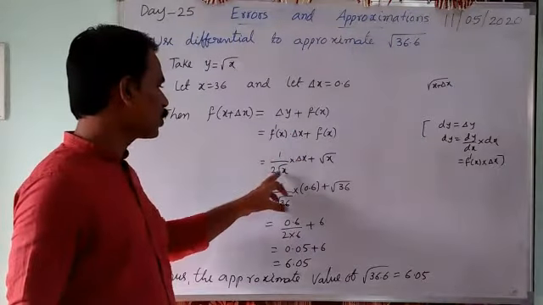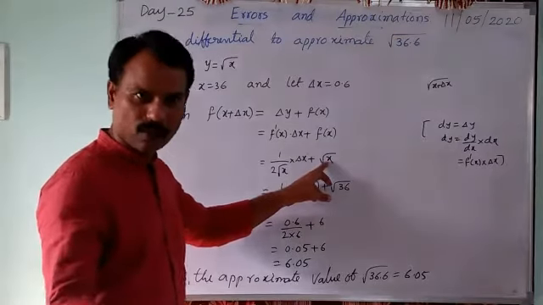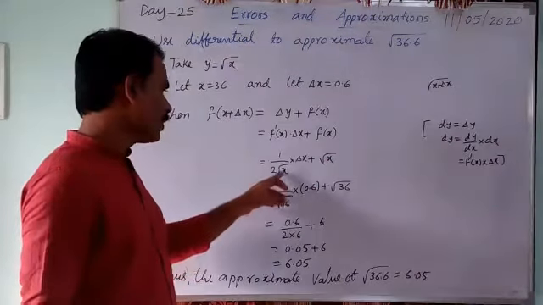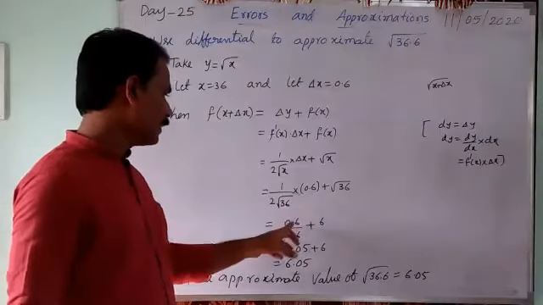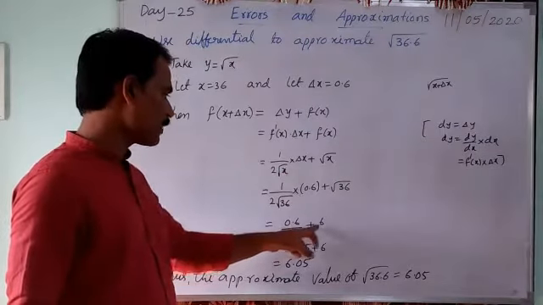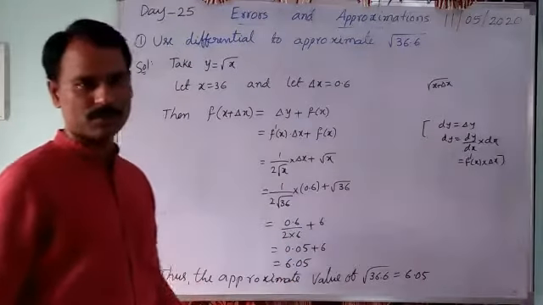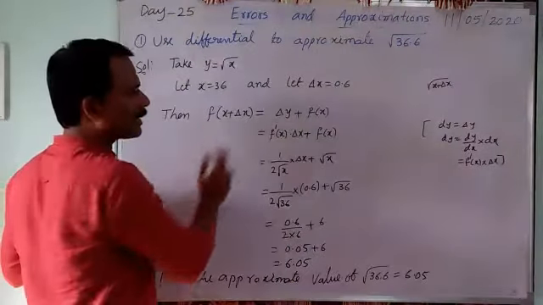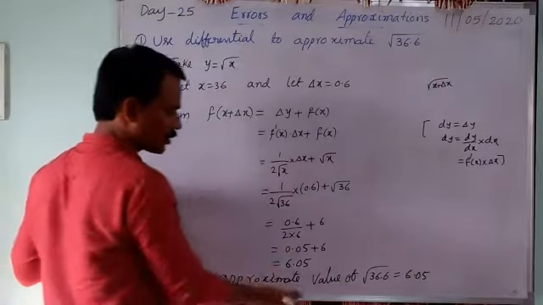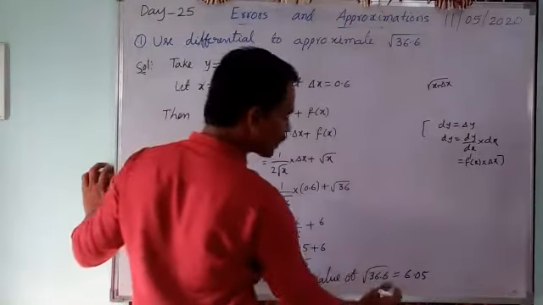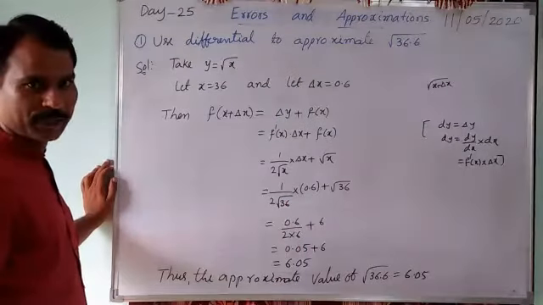f'(x) means 1/(2√x) into Δx, plus f(x), which is nothing but the y value, √x. In the place of x, we take 36, Δx = 0.6. Calculate: 0.6/(2×6) + 6. By simplifying you will get 0.05, that is 6.05. Finally, what is f(x + Δx)? It is nothing but the square root of 36.6, which is approximately 6.05.